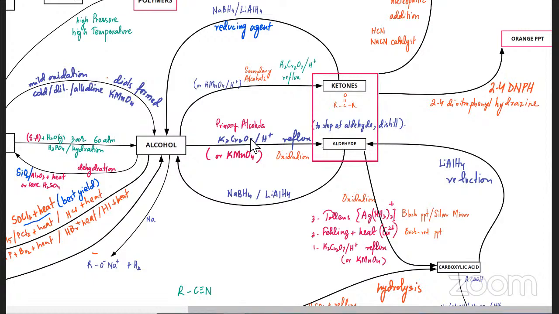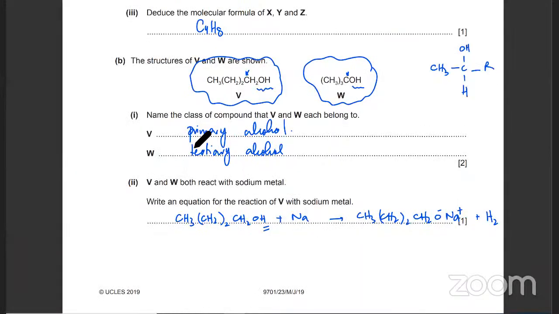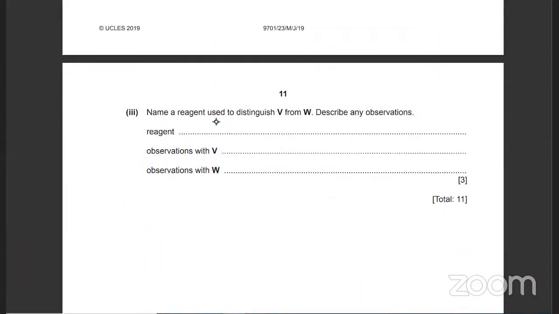So you can write just K2Cr2O7. The primary alcohol will get oxidized. So what are the reagents? It's going to be acidified K2Cr2O7. They're not looking for the conditions, but the conditions are heat with reflux. You're going to heat it.